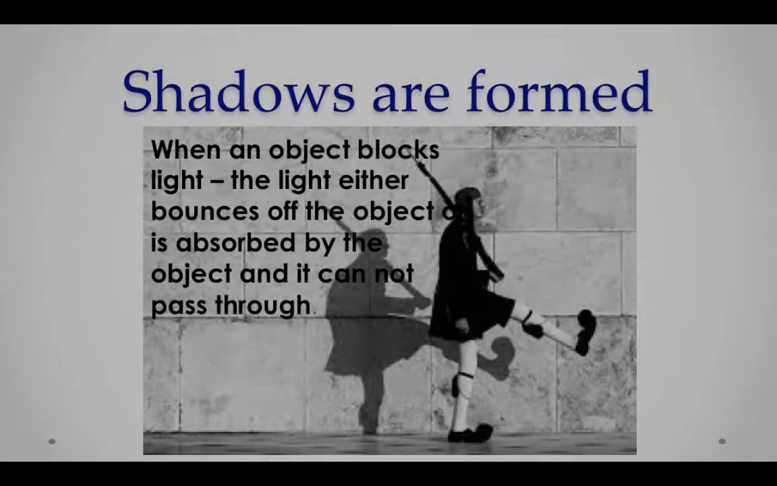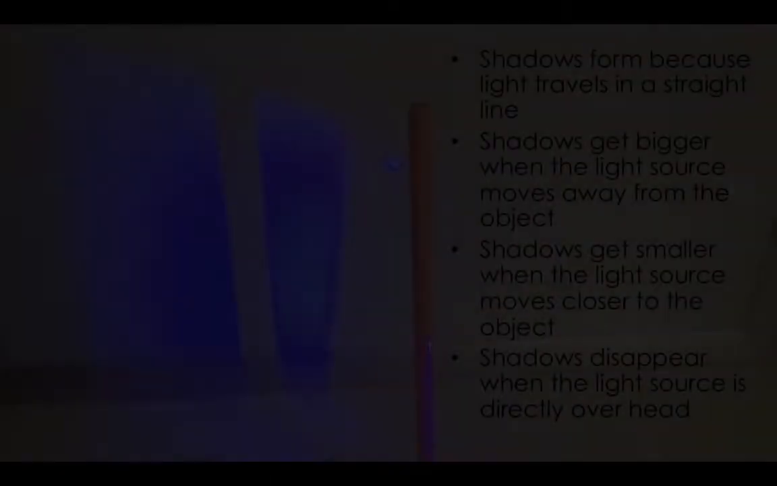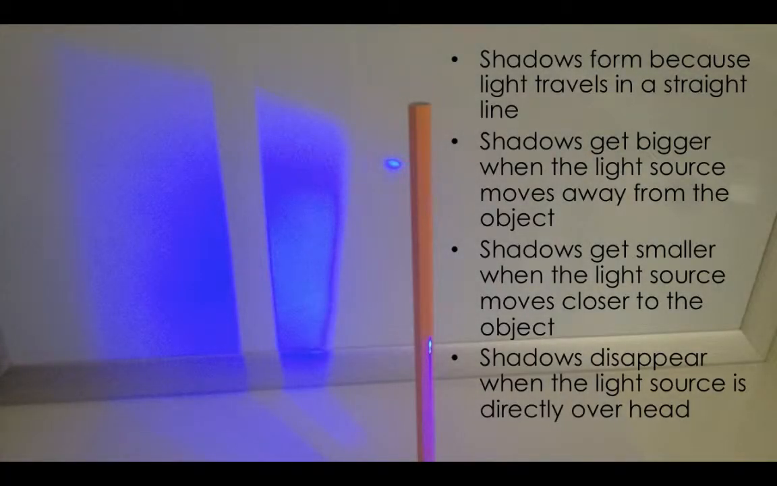So shadows are formed when an object blocks light. So the light is either bouncing off the object or it is absorbed by the object. But either way, the light cannot get through and a dark spot is formed where the light doesn't pass through.